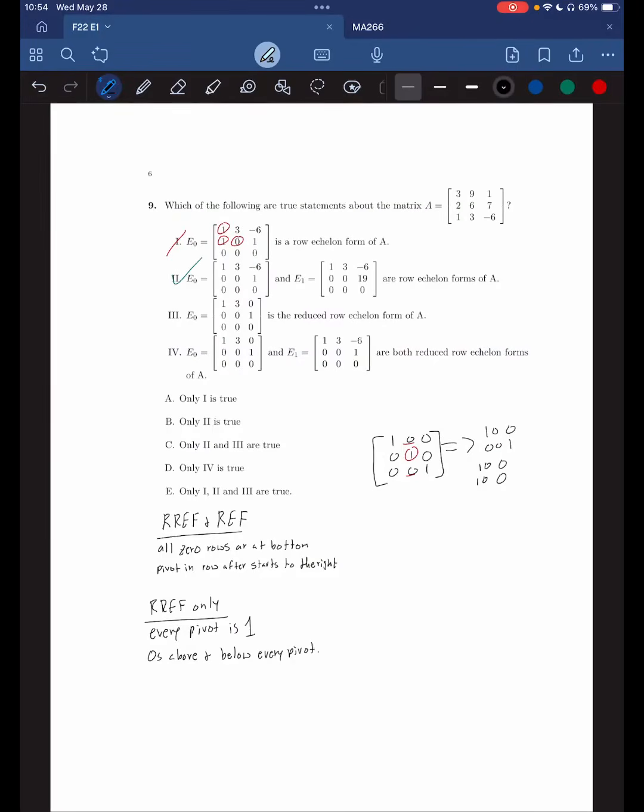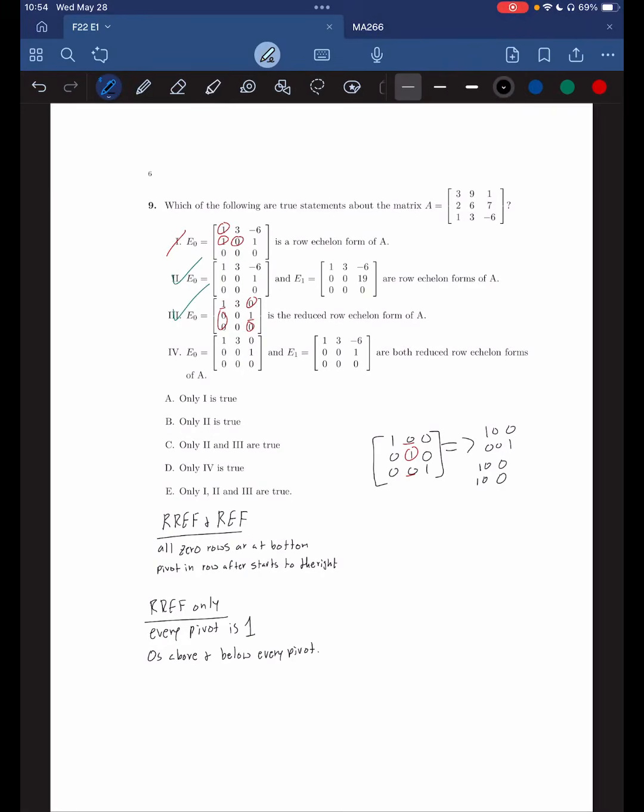E naught is the reduced row echelon form of A. So RREF, all zeros are at the bottom. The pivot in the next row starts to the right of the first pivot. Yes, there's the pivot 1, here's our pivot 2, and it starts to the right. Every pivot is 1. Yep. And there are zeros above and below every pivot. So there's zeros here, 0 here, 0 here. So 3 is also true.